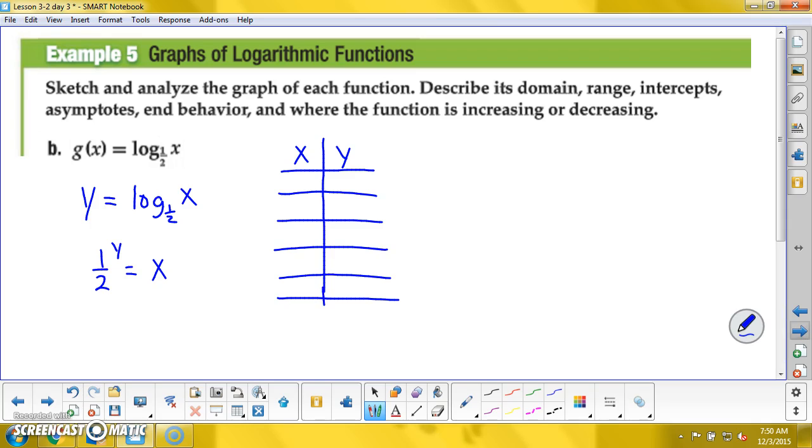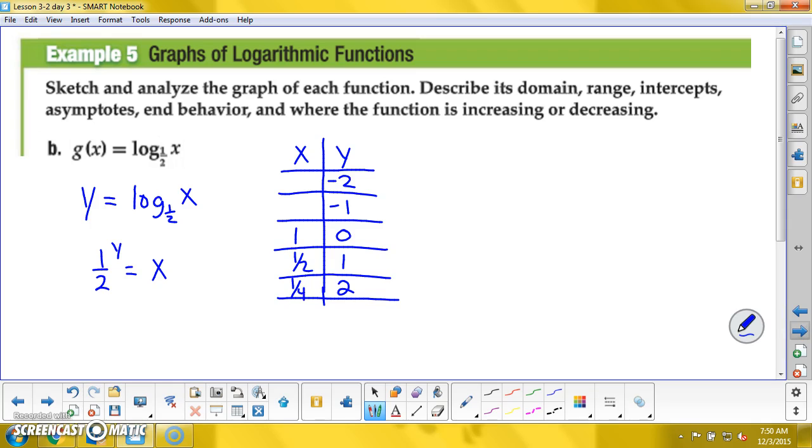Okay. Now, one of the things that we'll start with is a y value. Let's start with a couple of negative values here. Let's go -2, -1, 0, 1, and 2. Let's start with the easy ones, right? Let's start with y equals 0. 1/2 to the 0 is 1. Another easy one. 1/2 to the first power is just 1/2. 1/2 to the second power is 1/4.